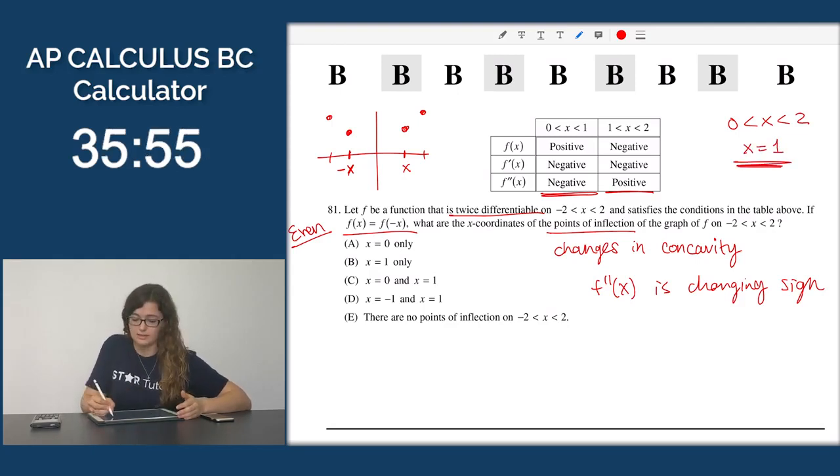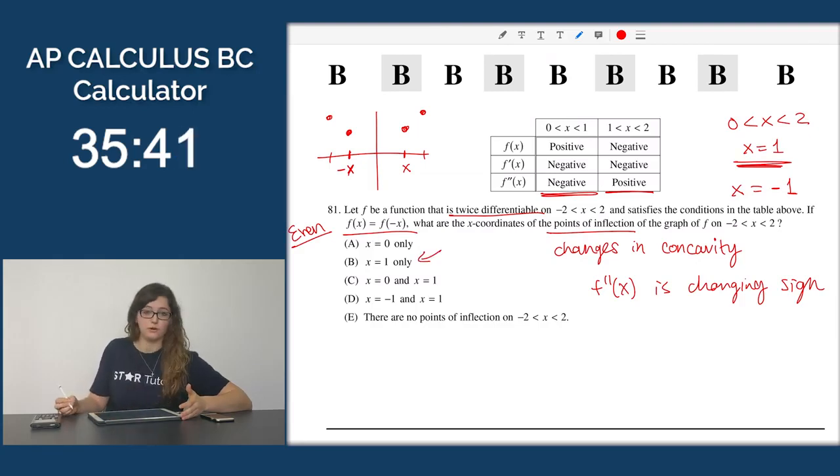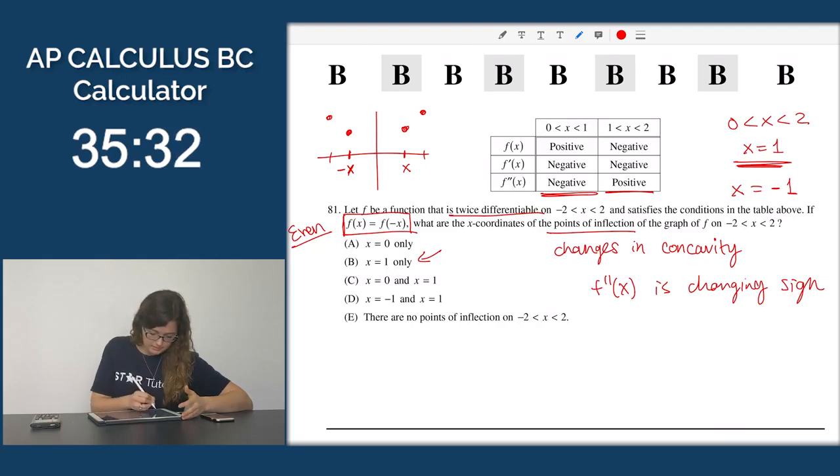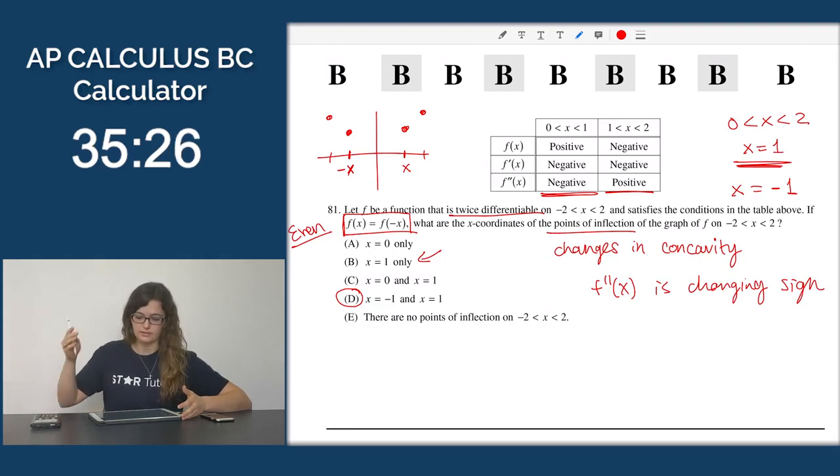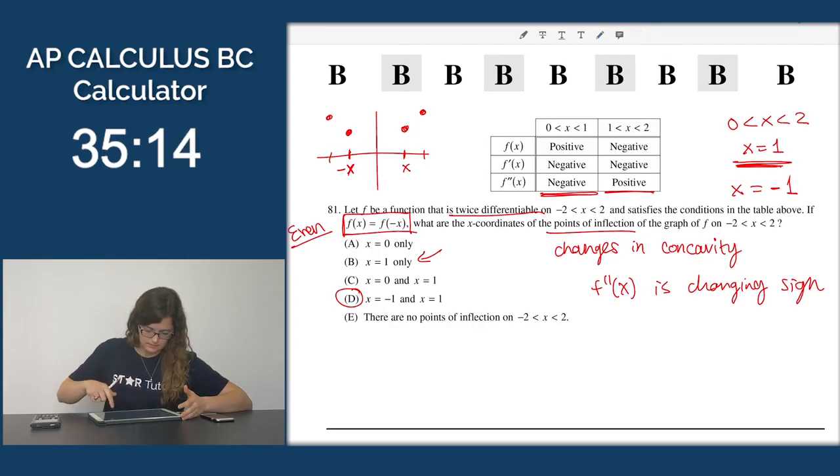So that tells me that when it does it at positive 1, it also does it at negative 1. That means at negative 1, we're also going to have this switch in concavity. But notice, they gave us B as an answer, x equals 1 only. And if you didn't remember to use the part that it was an even function, you would probably pick that one. But I believe the answer is D, because it does the same thing from 0 to 2 as it does from negative 2 to 0. You can reflect it across the y-axis, and it'll be doing the same thing. Okay, so yeah, I believe that's D.